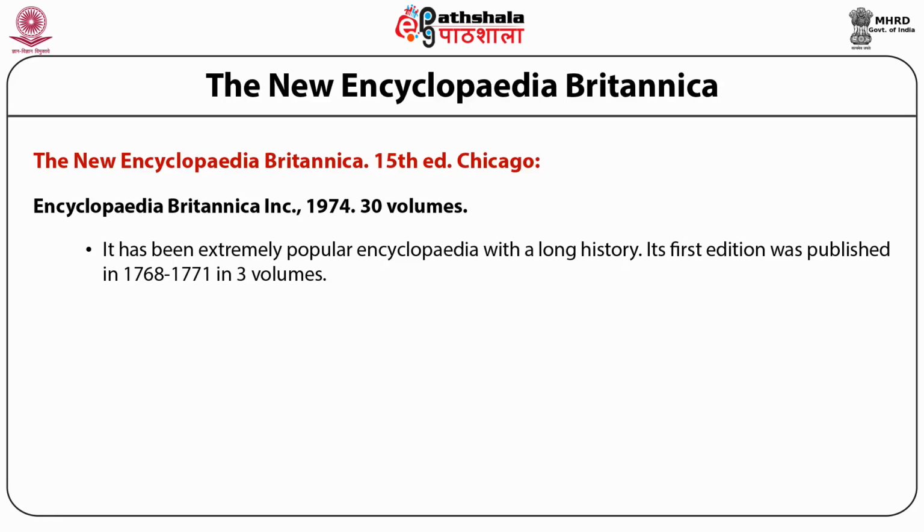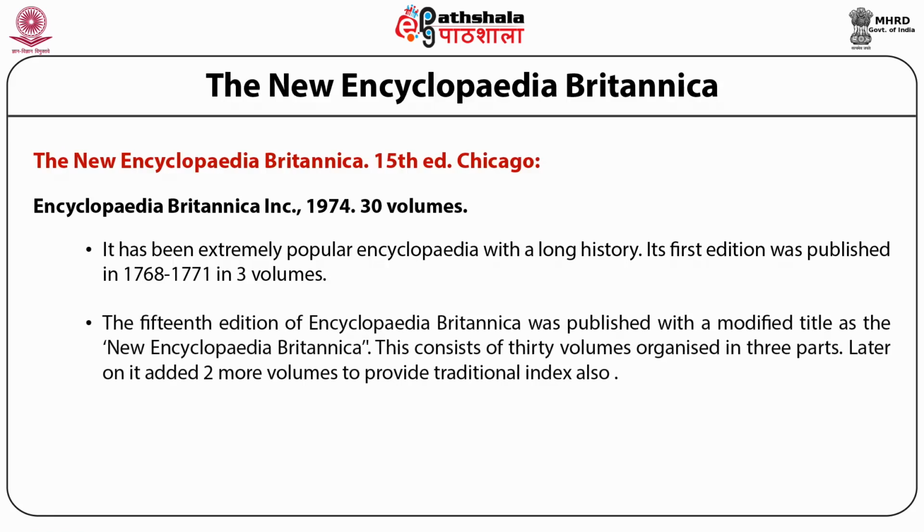Its first edition was published in 1768 to 1771 in 3 volumes. The 15th edition of Encyclopedia Britannica was published with a modified title as the New Encyclopedia Britannica. This consists of 30 volumes organized in 3 parts. Later on, it added 2 more volumes to provide a traditional index also.